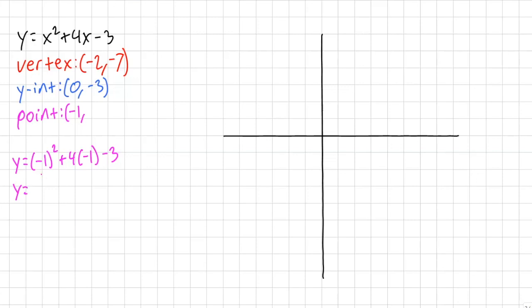So we get y equals negative 1 squared is 1. Again, remember, you're squaring a negative, so that makes it positive. Plus 4 times negative 1, so minus 4, and then minus 3. So y equals 1 minus 4 is negative 3, and negative 3 minus 3 is negative 6. So our new point is the point negative 1, negative 6.